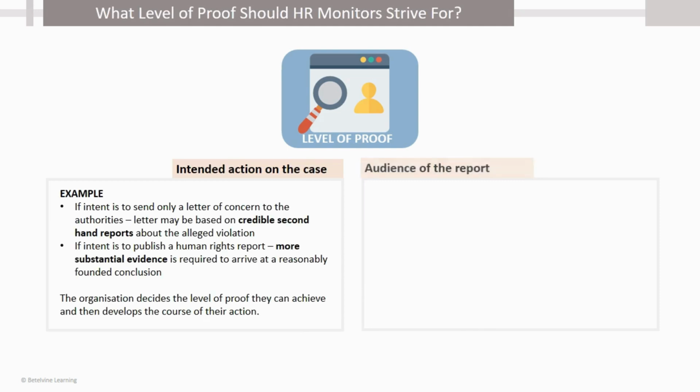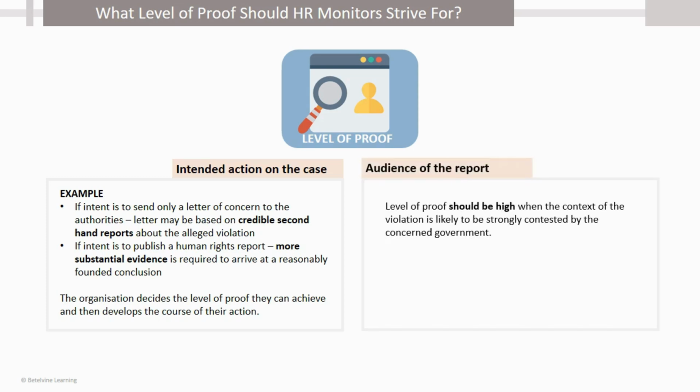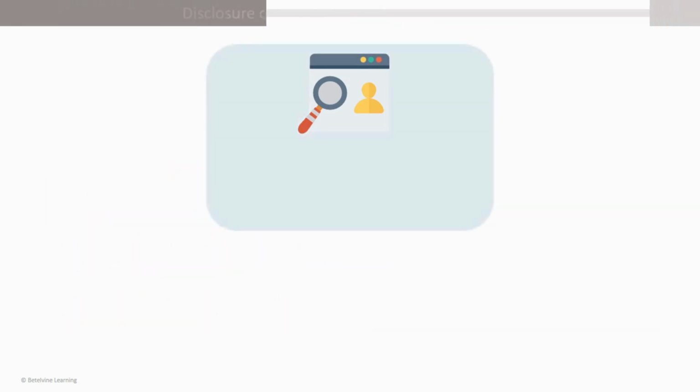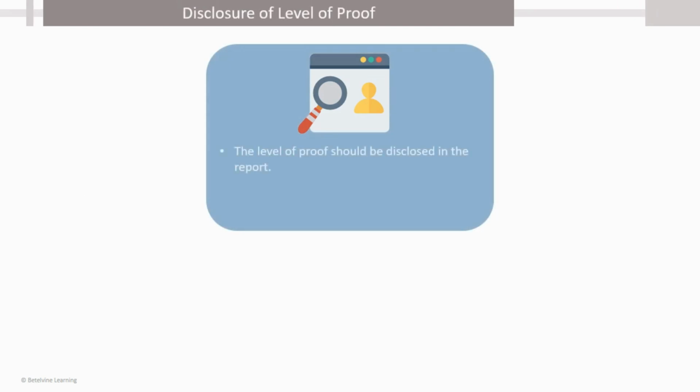Another consideration is the audience of the report. When the context of the violation is such that the concerned government will most probably contest the finding of the human rights organization and attempt to discredit it by finding fault, then in such cases the level of proof must be very high. A fact finder should disclose the level of evidence in the report.